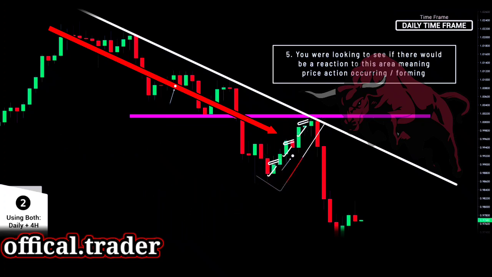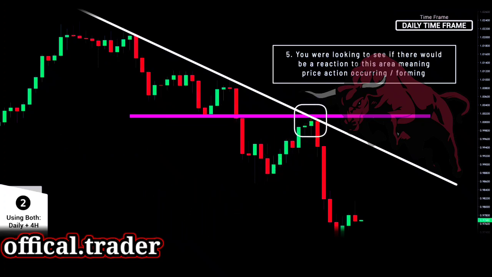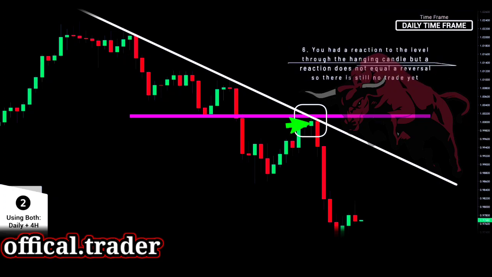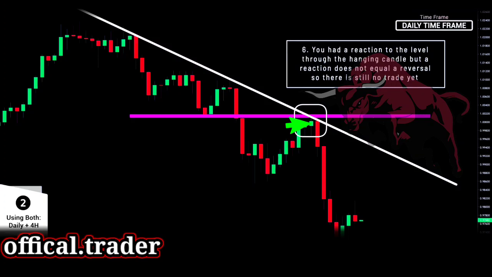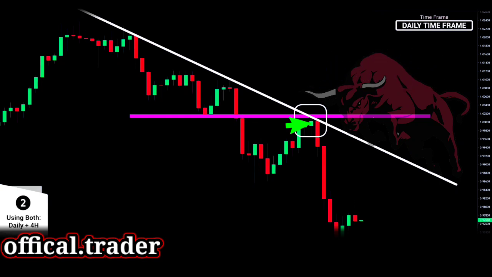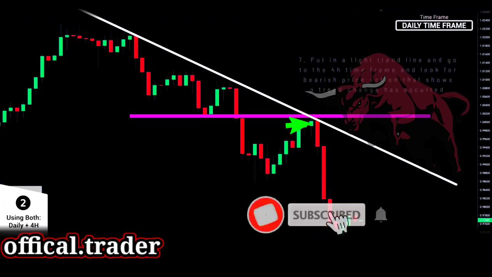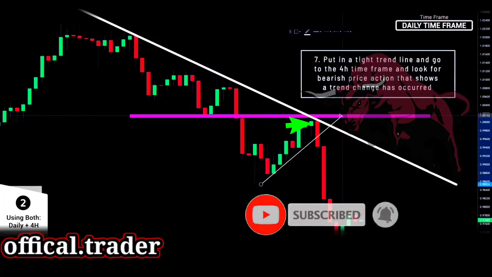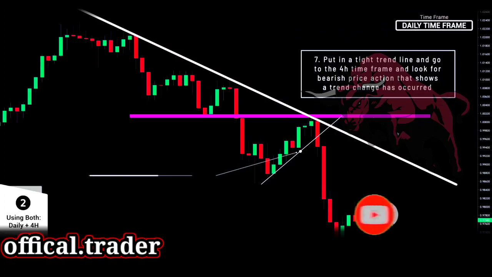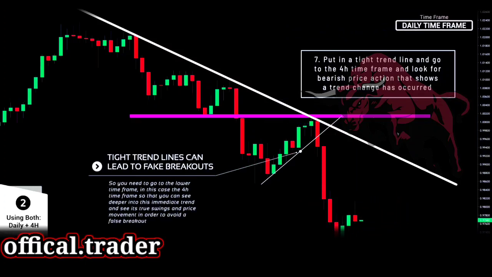Now, the first thing we do when price gets to this access point is wait for some form of price action to present itself. Again, you don't know if there will be price action forming at all. In this case here, the price action formation we got was a hanging candlestick, which shows that price is indeed reacting to the level. But again, a reaction does not mean a reversal will occur. So here's where you take your skill set up a notch. Since we had a candlestick reaction and formation at this access point, we then put a tight trend line in like this. The problem with tight trend lines is that they can often lead to fake outs. So how do we get around this problem?